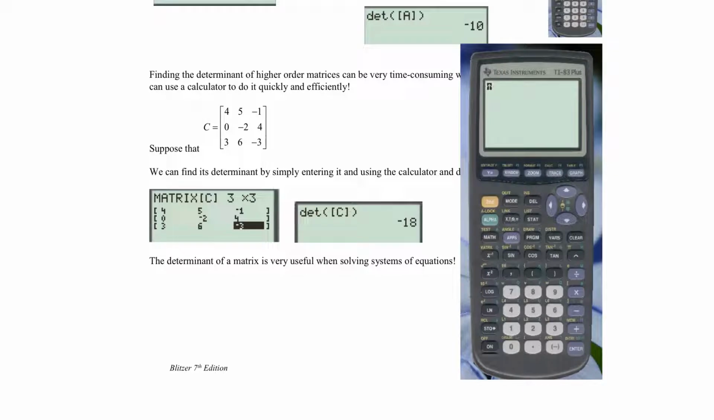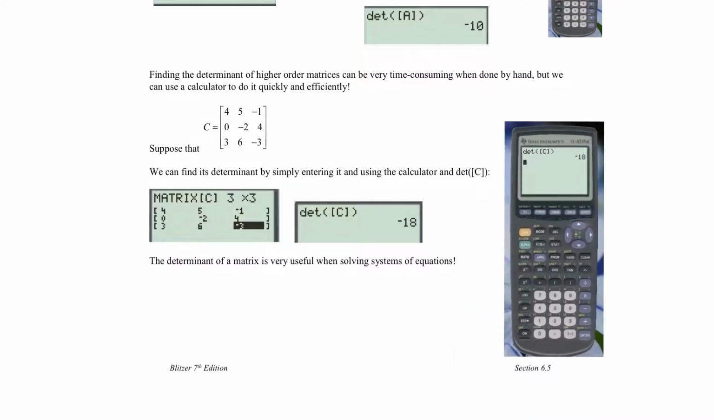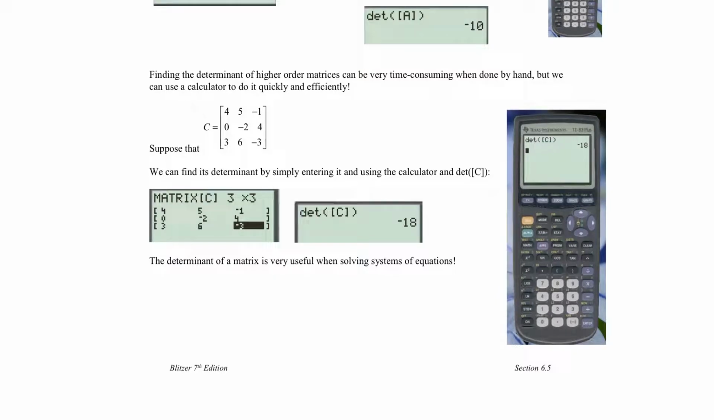And then I'm going to go back into my matrix menu and select math. I want to do the determinant. And I need to select from my names, matrix C, and hit enter. And I can see that my determinant is in fact -18. And that is much, much, much quicker than the process of finding the determinant of a 3 by 3 or larger square matrix by hand.